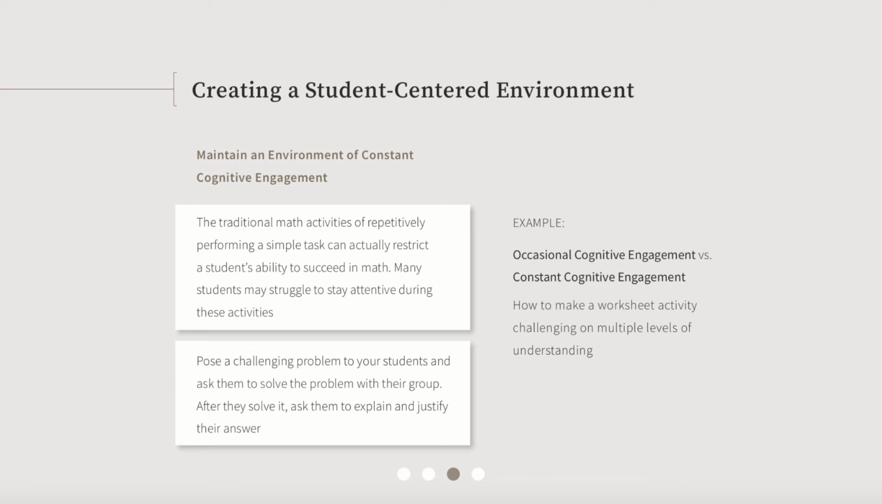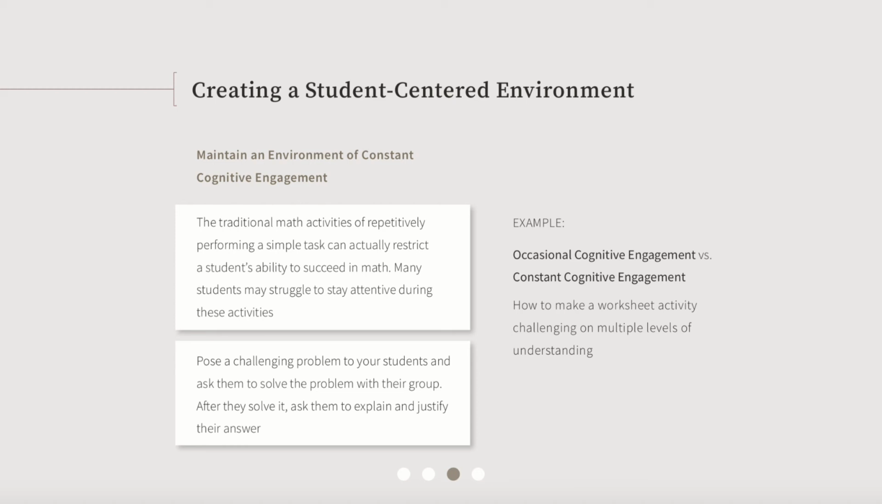Here's an example of occasional cognitive engagement. The teacher gives out a worksheet to the students with a list of coordinate pairs that need to be transformed using an algebraic expression from the worksheet. The students plug in each coordinate pair into the algebraic expression and report the results. Some students finish very early, and some do not finish at all.